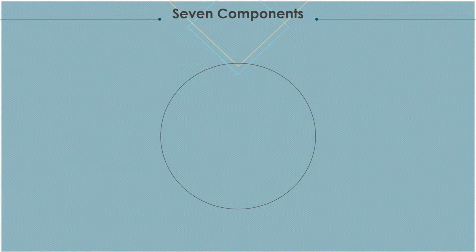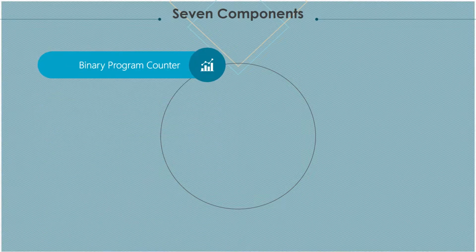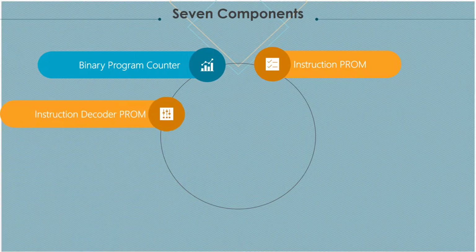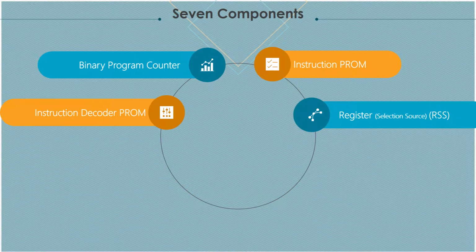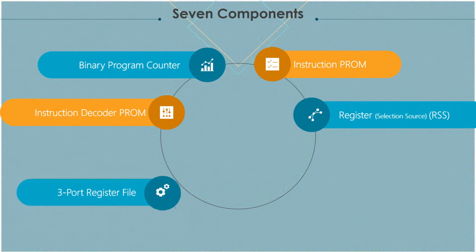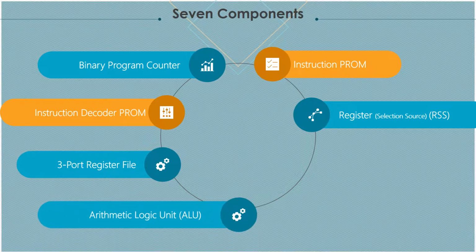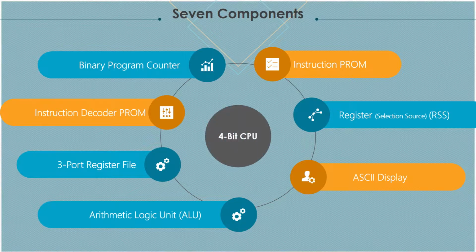The CPU has 7 components: a binary program counter, an instruction PROM, an instruction decoder PROM, a multiplexer which separates the inputs going into the register, a 3-port register file, an arithmetic logic unit, and an ASCII display. They make up my 4-bit CPU.